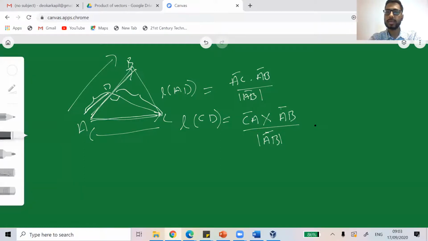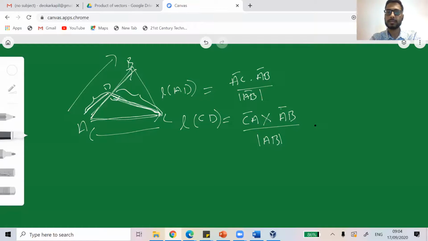If you are asked to find the length of projection, so the length of AD, I can get that by using my dot product formula. However, if you're asked to find the length of the perpendicular which is formed, the perpendicular distance can be obtained by using my cross product formula, which is CA cross AB upon the magnitude of AB. Is there any other way in which I can find the length of the perpendicular? Can I find the length of CD in any other way?